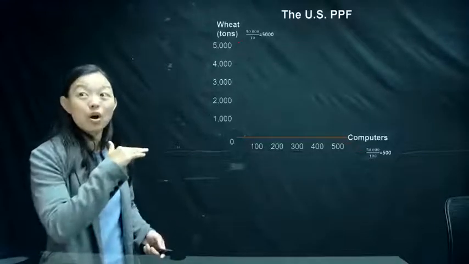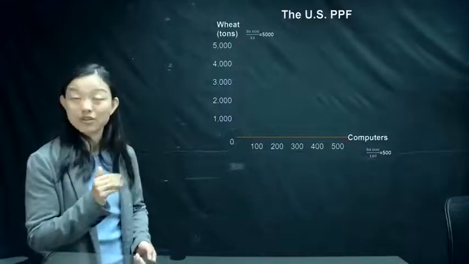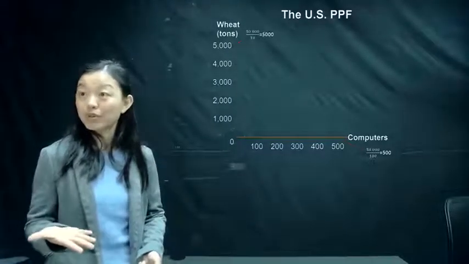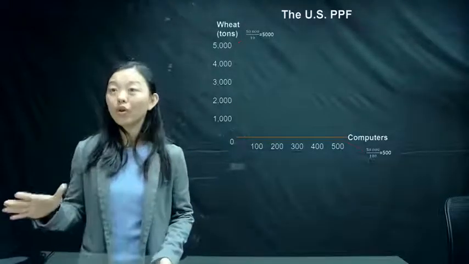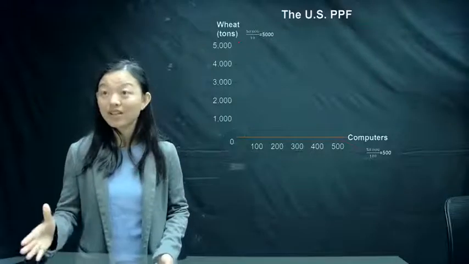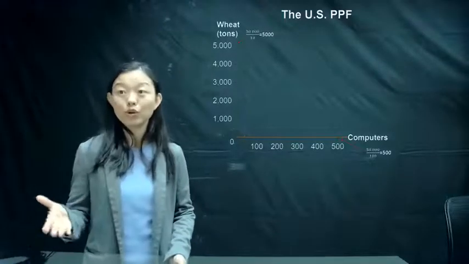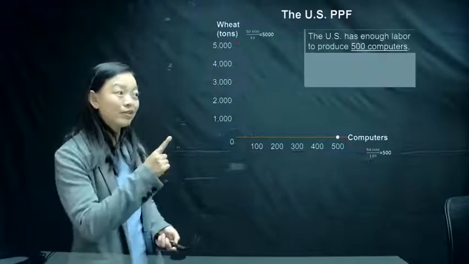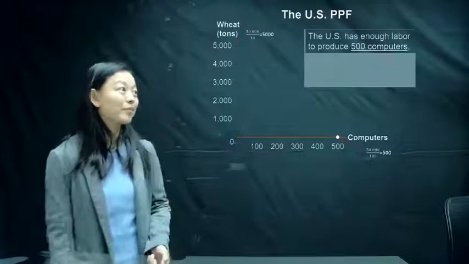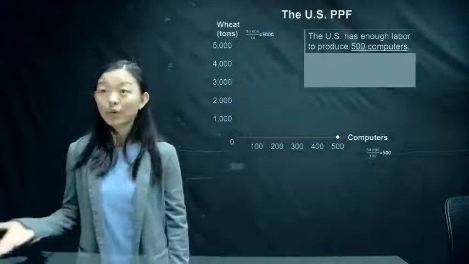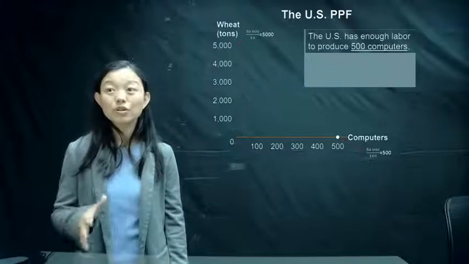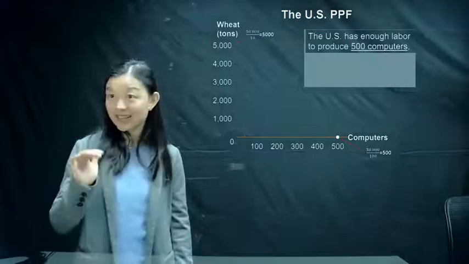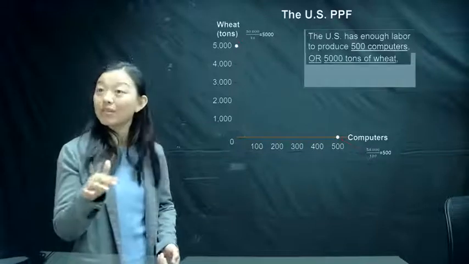You can see I put computers on the horizontal axis and wheat on the vertical axis. Can you tell me the maximum quantity of computers that the US can produce? If the US uses all labor hours just in computer production, then the US can have the maximum quantity of computers, right? Which will be 50,000 labor hours divided by 100, and that will show 500 computers, okay? And how many tons of wheat can the US produce at maximum? You just need to use all the labor hours in wheat production. So use 50,000 labor hours divided by 10 to get 5,000 tons of wheat.